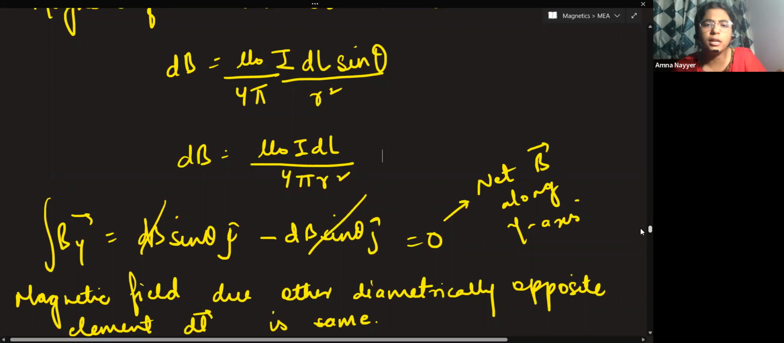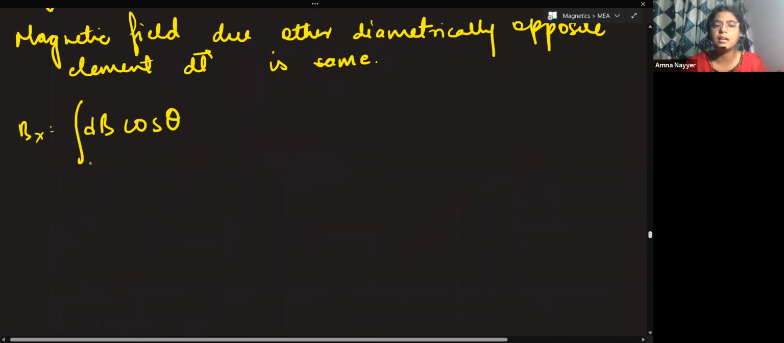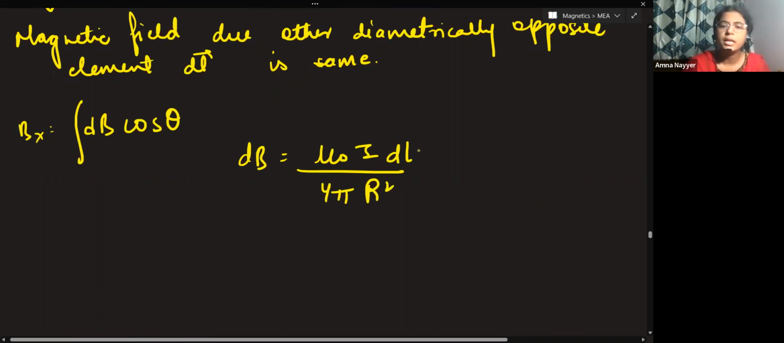Now, what is unknown? dB we know. This is dB. So dB is mu naught I dl by 4 pi r square. The radius is capital R. So dB will be what? dB will be mu naught I by 4 pi capital R square, and dl is there. This is the value of dB.